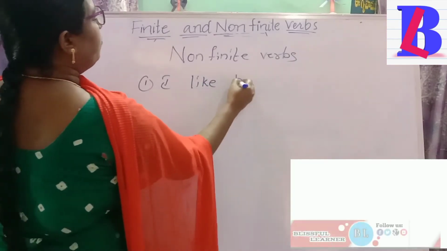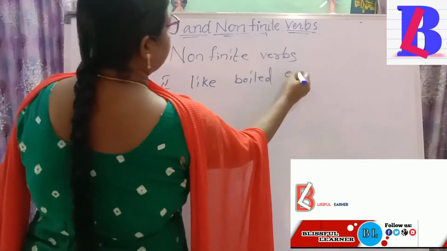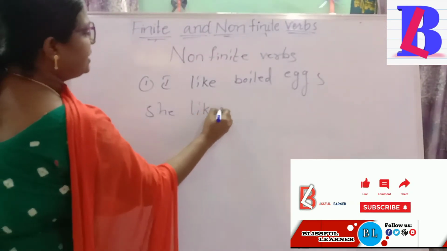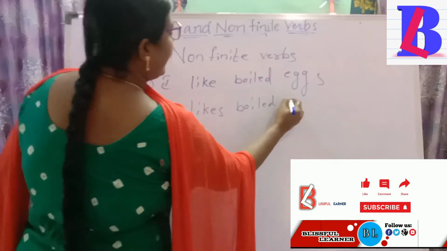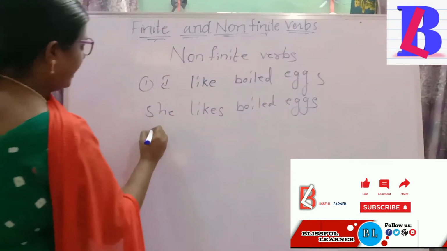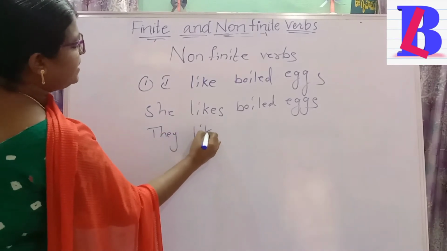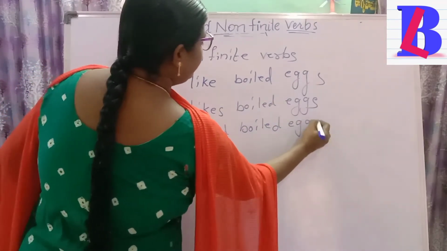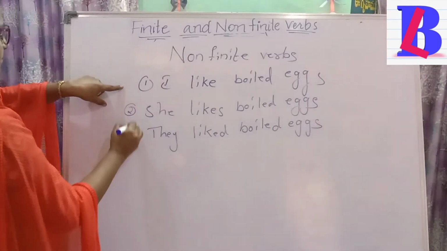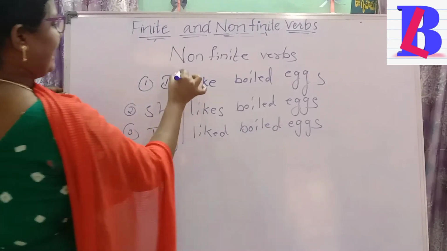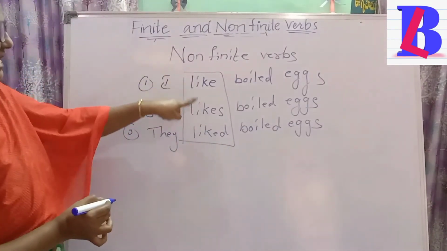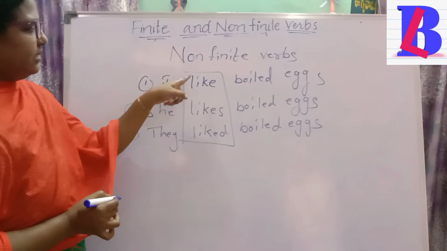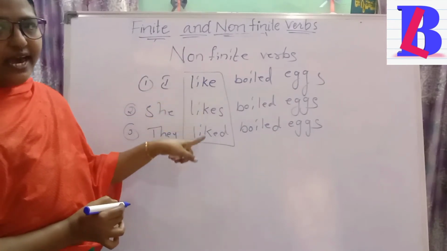I like boiled eggs. She likes boiled eggs. They liked boiled eggs. When you see these three examples here, the verb like changed with the person and tense.